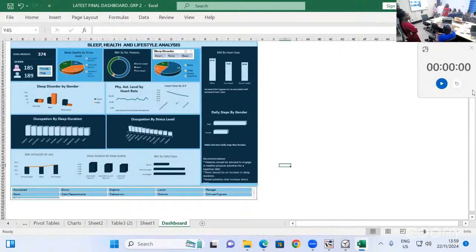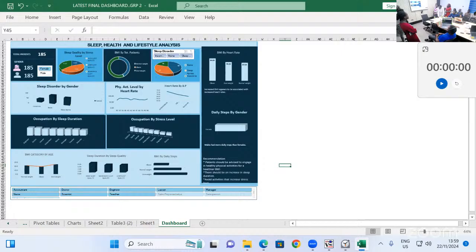Can you click on the female or male slicer? When you click on the male, what happens? Did it change? Yes. Click on the female. Okay, click on male. Okay, down to occupations, sleep types. Amazing. All right, thank you very much.